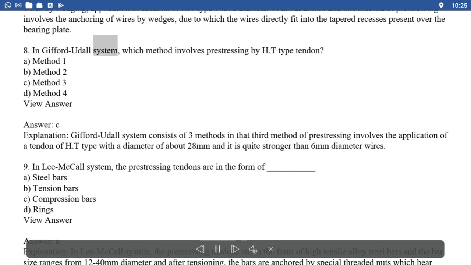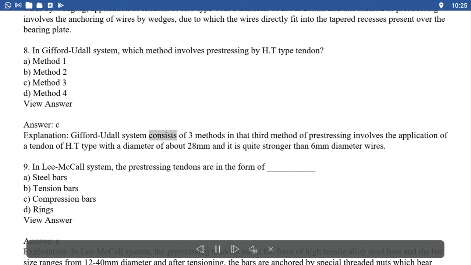8. In the Gifford-Udall system, which method involves pre-stressing by H.T. type tendon? A. Method 1. B. Method 2. C. Method 3. D. Method 4. Answer. Answer C. Explanation.